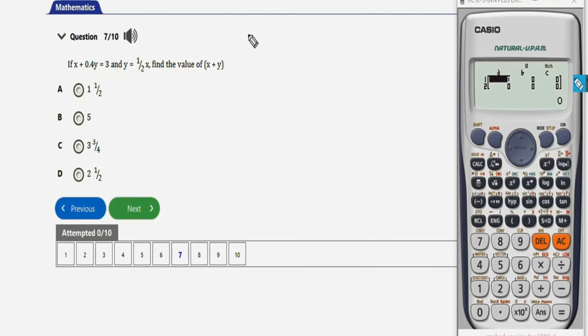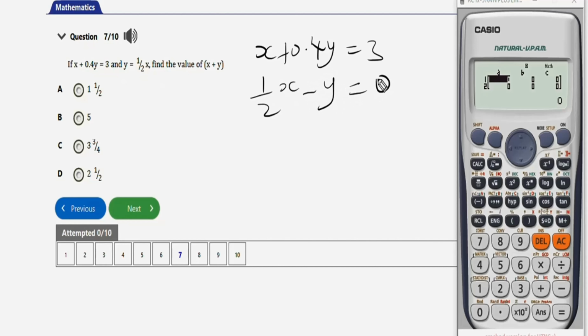So the equation will be x plus 0.4y equals 3. So the second equation now, let me write this way, guys, so this will not confuse. Okay, so the second equation we have half y equals over, it will change to minus y equals 0. So that's how you're going to represent it before solving.